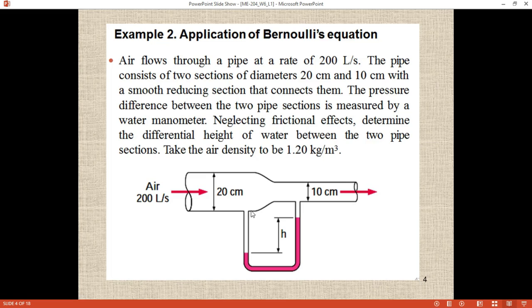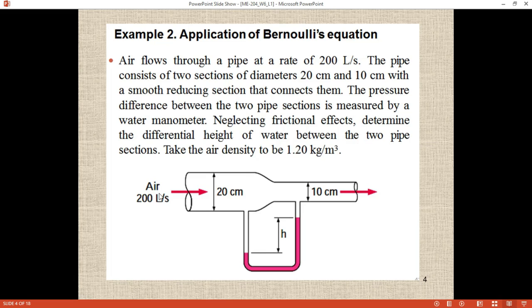The pressure difference between the 2 pipe sections is measured by a water manometer, and the difference of pressure between the 2 sections can be measured by using the U-tube manometer. So, neglecting friction effects, determine the differential height of water between the 2 pipe sections. Take the air density to be 1.20 kilograms per meter cubed.